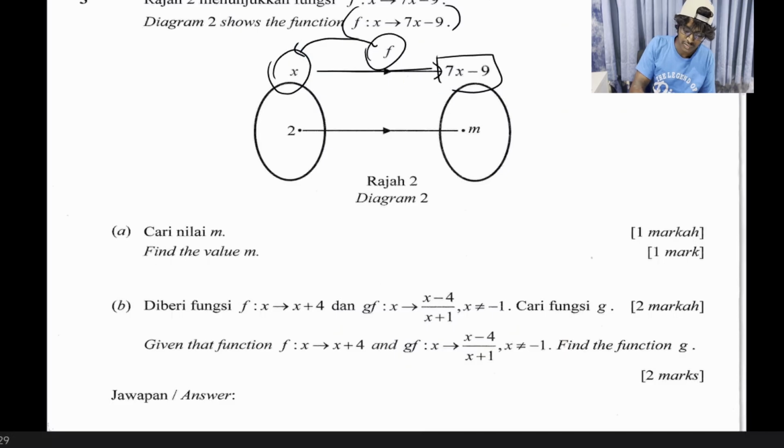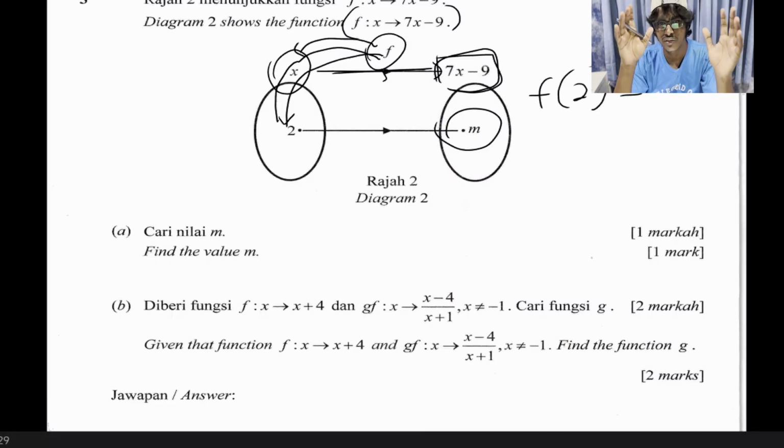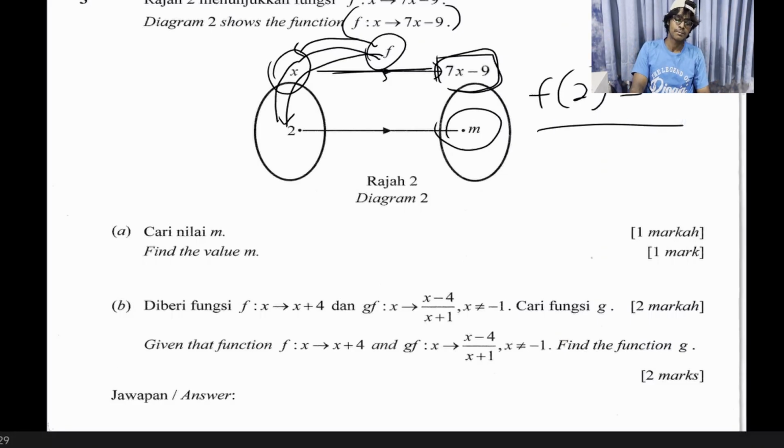f(x) is equivalent to 7x minus 9, meaning f(x) or f(2) is equivalent to m. How do we even put this together? Keep in mind, f(2) is equivalent to m, but we know f(x) is equivalent to 7x minus 9. We can actually now find f(2) on its own because we know f(x) already.